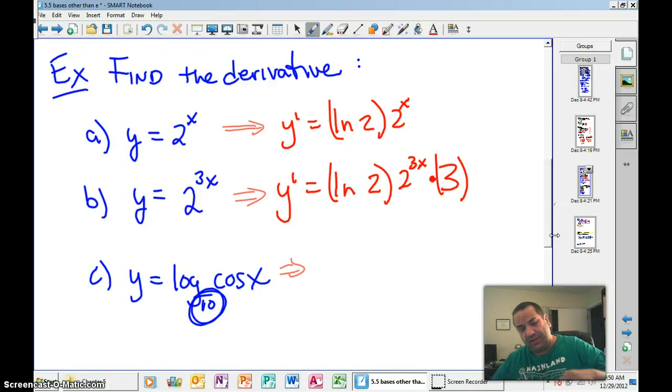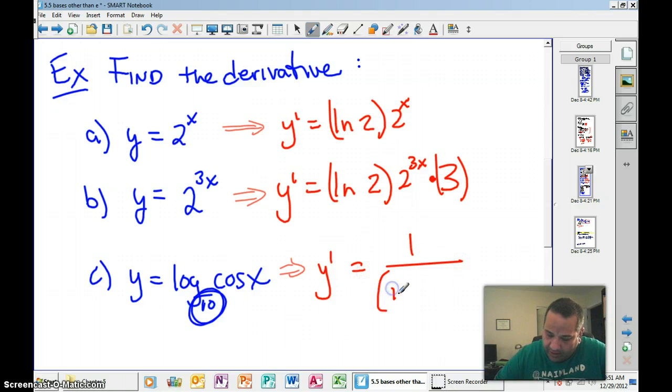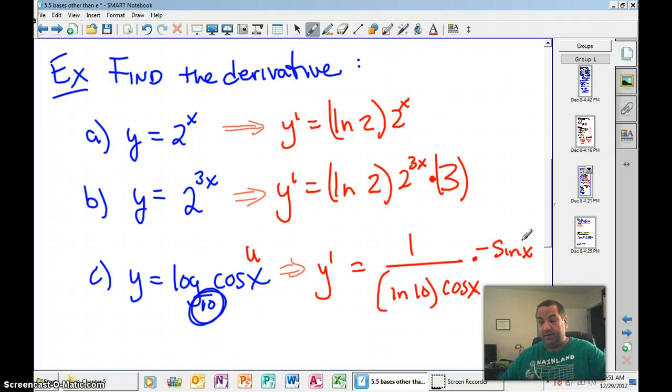This one, I circled the 10 because a lot of times you won't see 10. All right? It's understood if you see log that the base is 10. The other ones are the bases that come up. All right? So if I remember this one, it's y prime is equal to 1 over natural log of 10, okay, times cosine of x. But then, wait a minute, this is a u, so we have to multiply by du, which is negative sine of x. All right, we have to multiply by this du thing here.